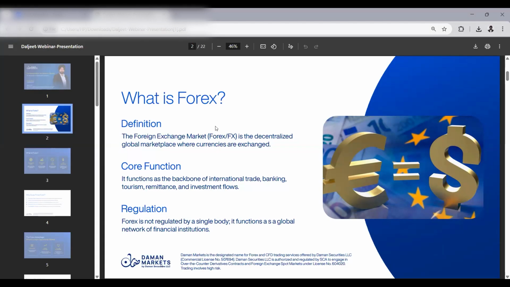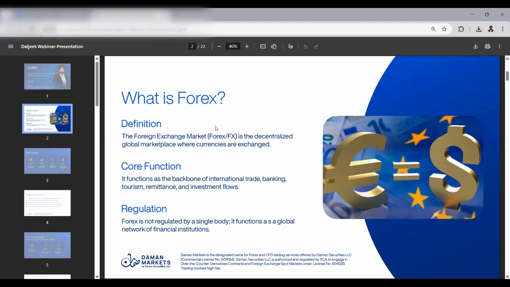So what is the core function of forex? The core function is to be the backbone of international trade, banking, tourism, and other investment flows, where a person from one country wants to invest in another country, or go to another country, or do anything in terms of tourism in other countries. That is the basic core of what forex is all about.